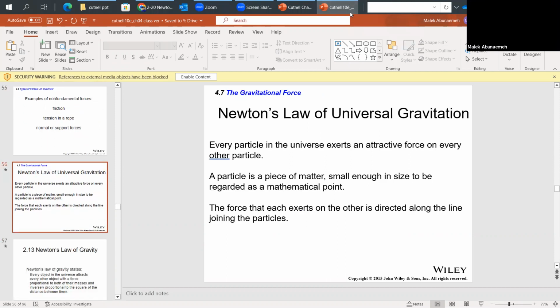So every particle in the universe exerts an attractive force on every other particle. A particle is a piece of matter small enough in size to be regarded as a mathematical point. The force that each exerts on the other is directed along the line joining the particles.